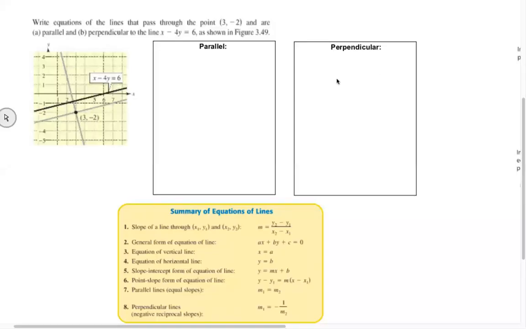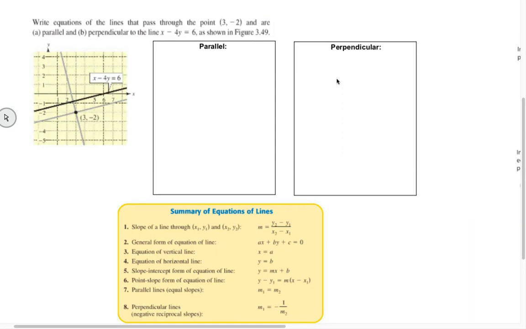All right, so we need to write the equation of a line that passes through the point (3, -2) and is parallel and perpendicular to the line x minus 4y equals 6. So this is the parallel and perpendicular part. And what do we know about parallel lines? Same slope. They don't intersect, they have the same slope. These are all the important pieces of information.